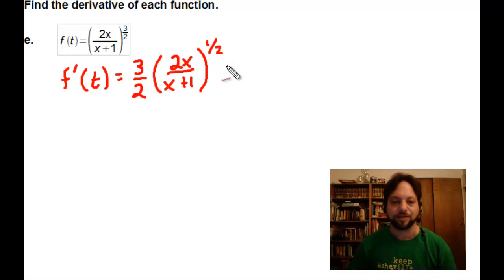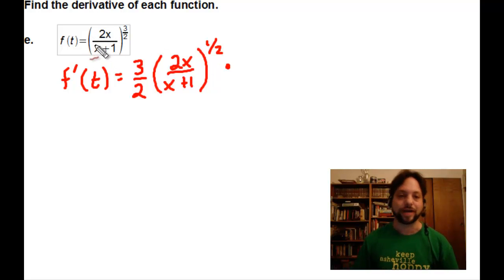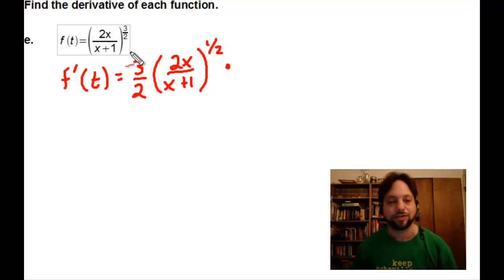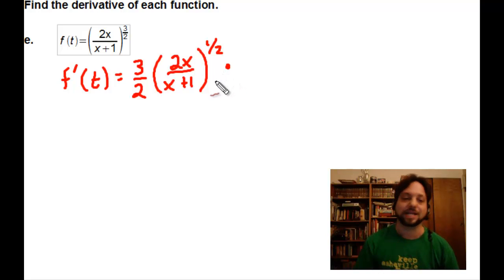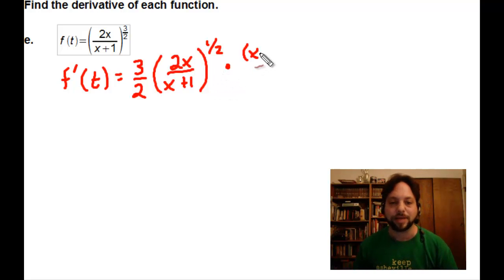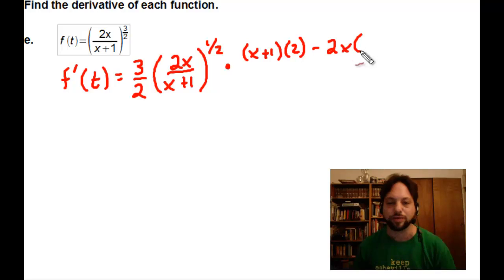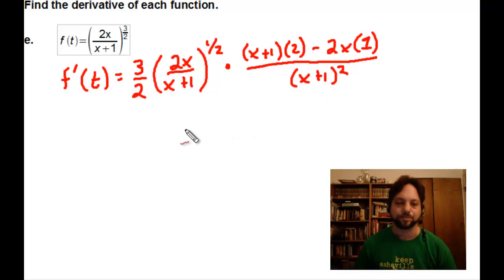But what about the inside function? Well, for that, to differentiate 2x over x plus 1, looks like we're going to have to use the quotient rule. But at least it's not that bad. If we do the denominator multiplied by the derivative of the numerator, subtracted by the numerator times the derivative of the denominator, and just divide that by the denominator squared, we should get something that looks like this.